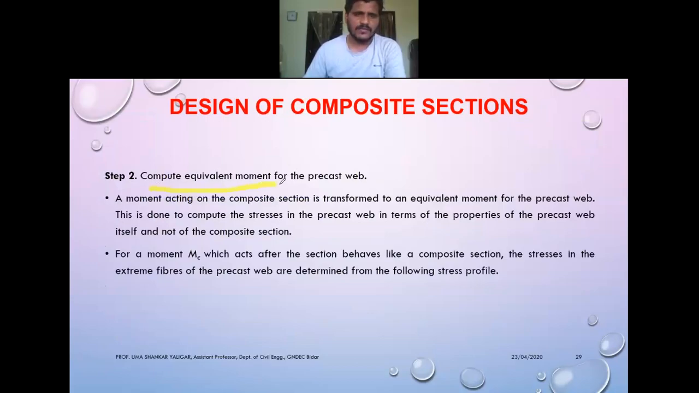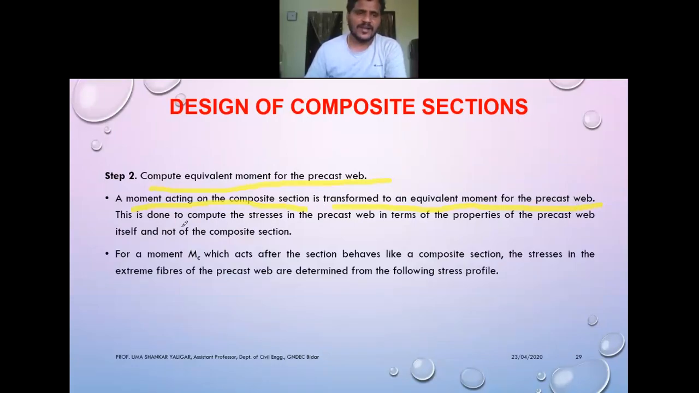The second step, we need to calculate the equivalent moment for the precast web. What is this equivalent moment for precast web? See here, a moment acting on the composite section, because we know that the section will not behave as a composite section immediately. But a moment acting on the composite section is transferred to an equivalent moment for the precast web. Means whatever moment is acting on the composite section is transferred to an equivalent moment for the precast web, so that we can consider only the precast web while designing or analyzing your beam.